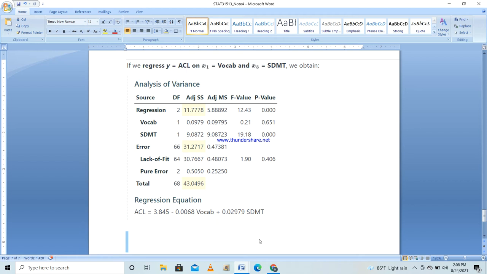I will show you. As I told you, when we go from the full model to the reduced model, the error increases. Let's check it out. In our case, this is our full model, and you can see our error is 31.2717.